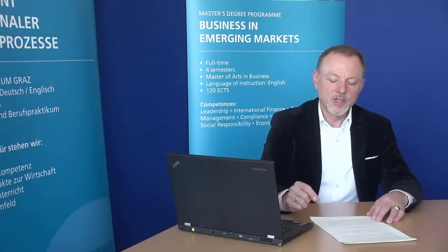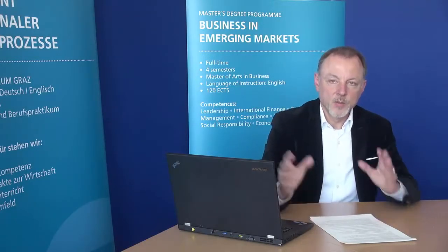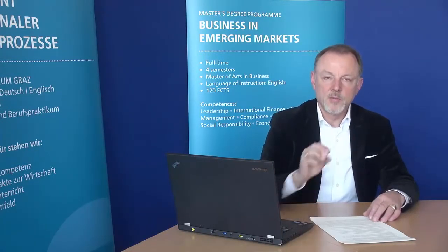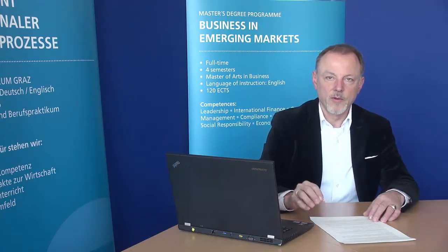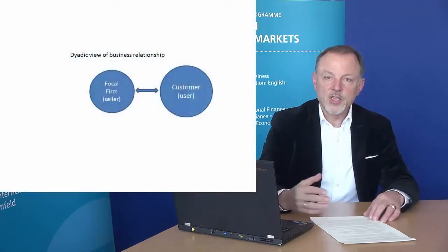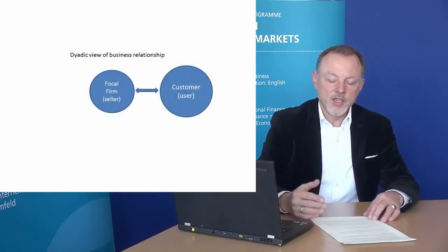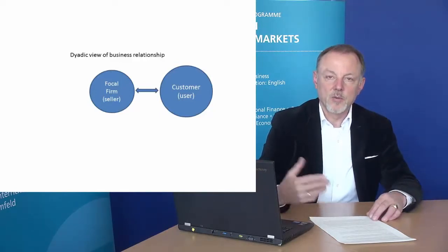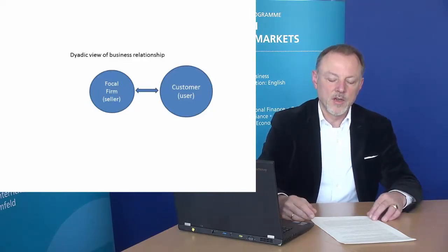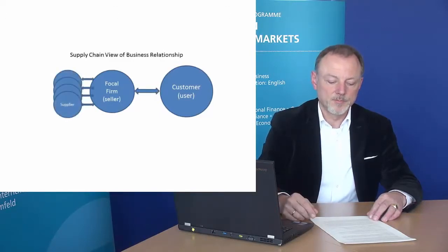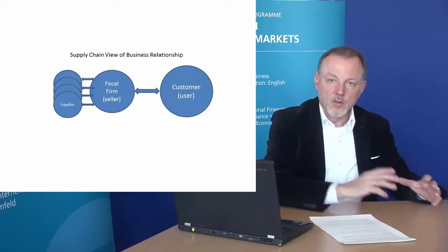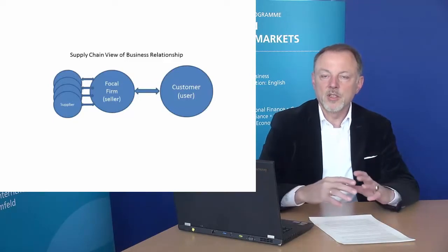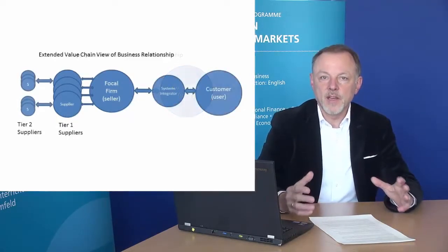The relationship was still perceived as very dyadic, so between two players, the focal firm and the customer, and it was seen downstream from the focal firm, the seller. This changed with the supply chain view. The relationship with suppliers was taken into consideration and was seen as increasingly important for the success of a business. So not only the upstream but also the downstream channel was taken into consideration, and we call this the extended value chain.